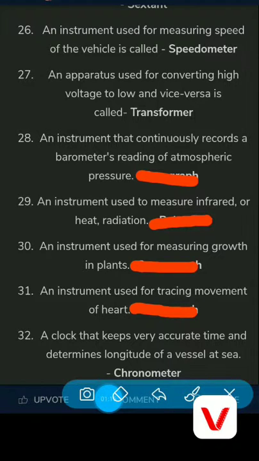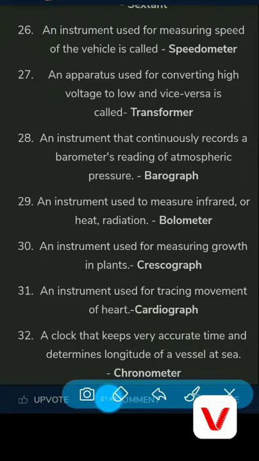Then question number 28, an instrument that continuously records a parameter reading of atmospheric pressure, it's a barograph. An instrument to measure infrared or heat radiation, it's a bolometer. Question number 30, an instrument used for measuring growth in plants, it's a crescograph. 31st question, an instrument used for tracing movement of the heart, it's a cardiograph.